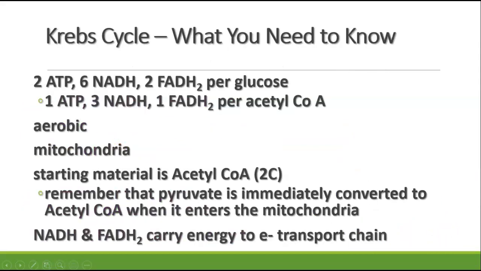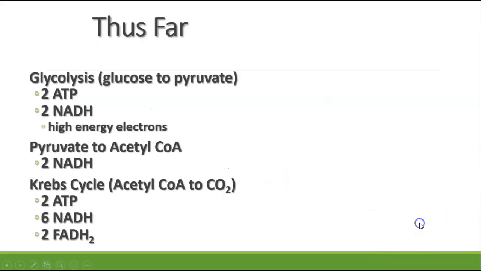2 ATP, 6 NADH, and 2 FADH2 produced per glucose, and that means there's 1 ATP, 3 NADH, 1 FADH2 per acetyl-CoA. Krebs cycle is aerobic. It occurs in the matrix of the mitochondrion. The starting material is acetyl-CoA that is produced from pyruvate when it enters the mitochondrion. And the NADH and FADH2 will then carry energy to the electron transport chain.